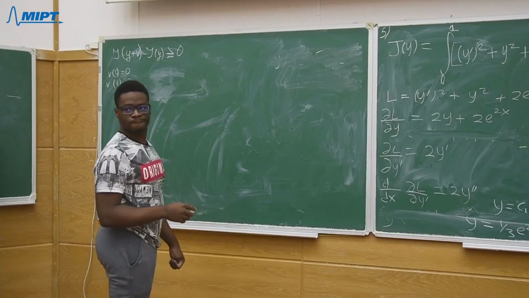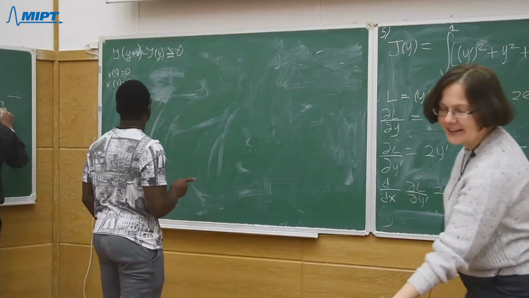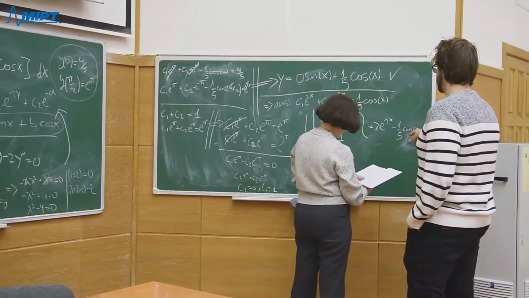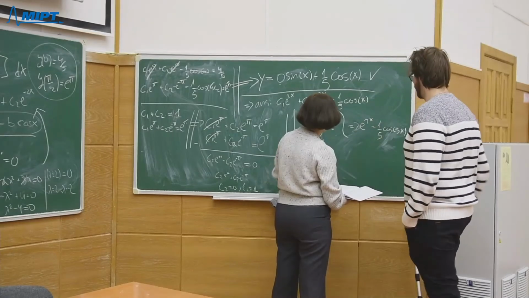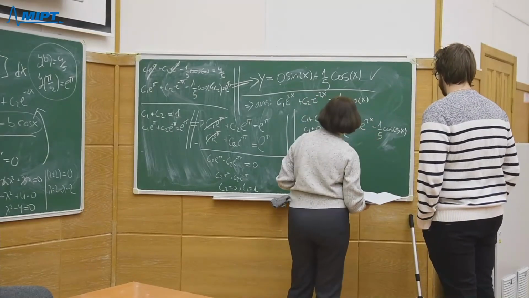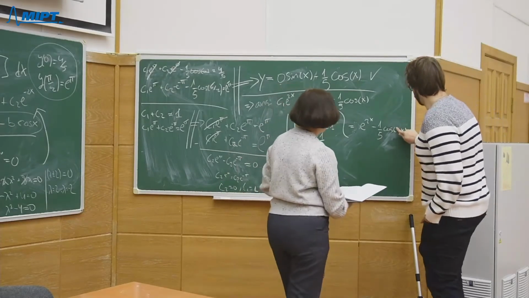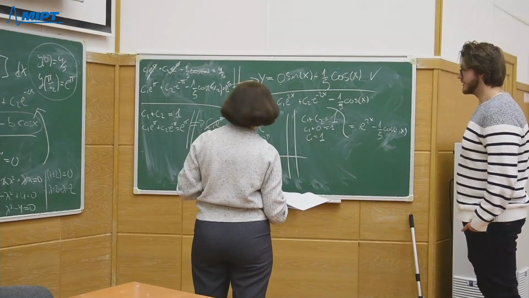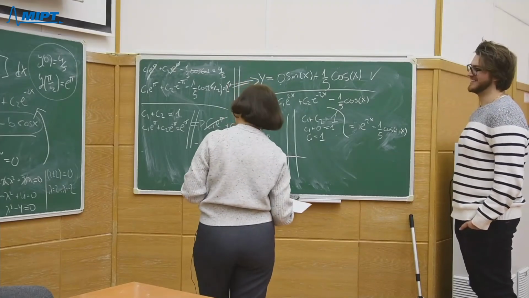Okay, this is the answer. I will check. It is e to 2x, without the 2, so just e to 2x. Yes, so e to 2x minus 1/5 cos x, without the 5. So this is the answer, and are you able to prove that it is actually a minimizer? No.